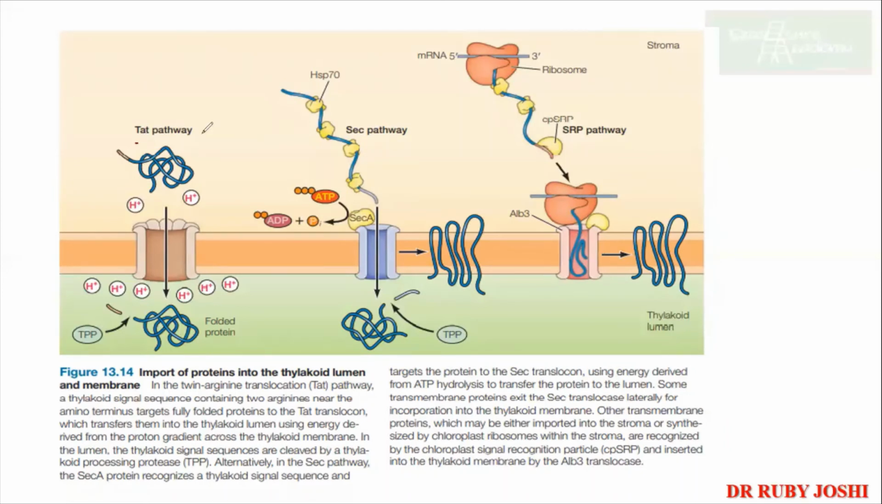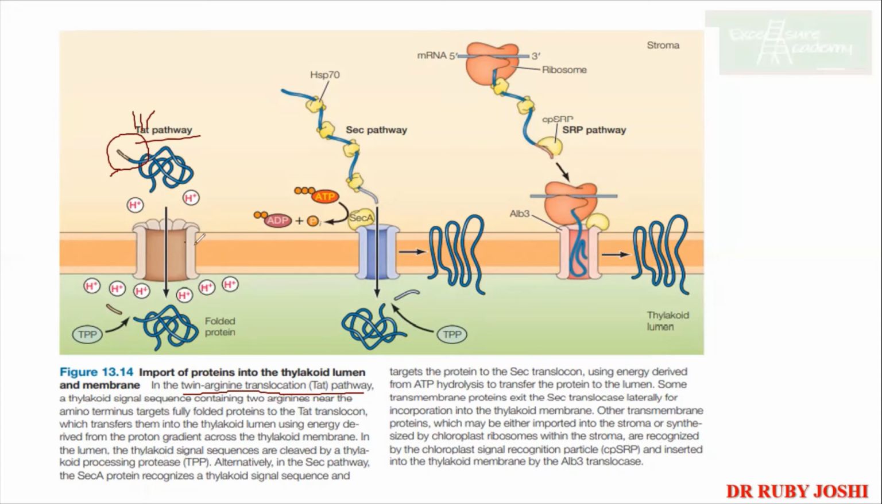This TAT pathway, TAT stands for twin arginine translocation. It is your twin arginine translocation pathway. So what does it mean? It means that it has that sequence. Twin arginine means two arginine residues will be present at the N-terminal of this protein, which is supposed to be transported or translocated with the help of the TAT translocon.